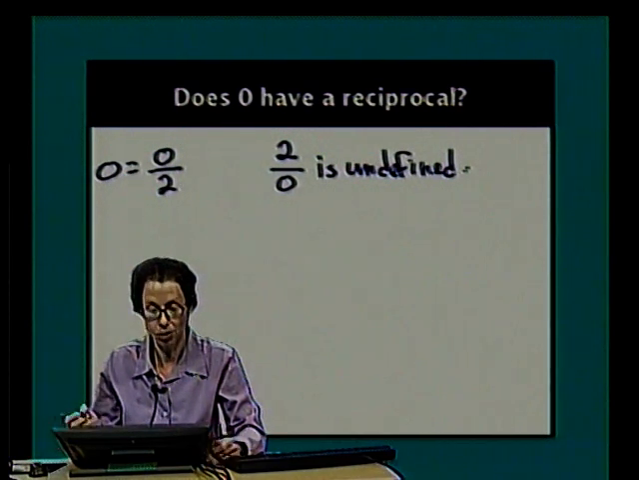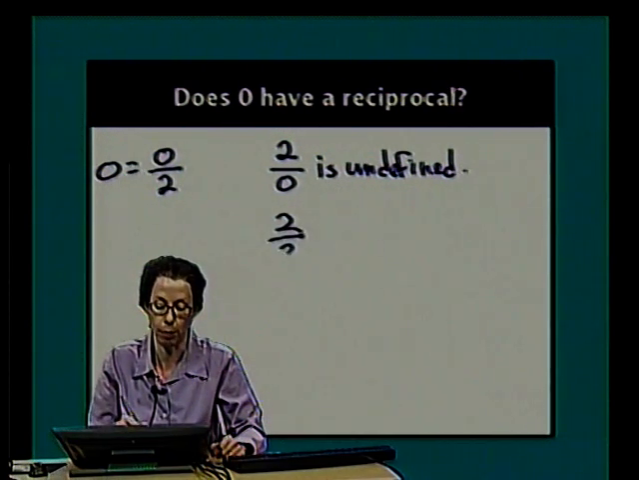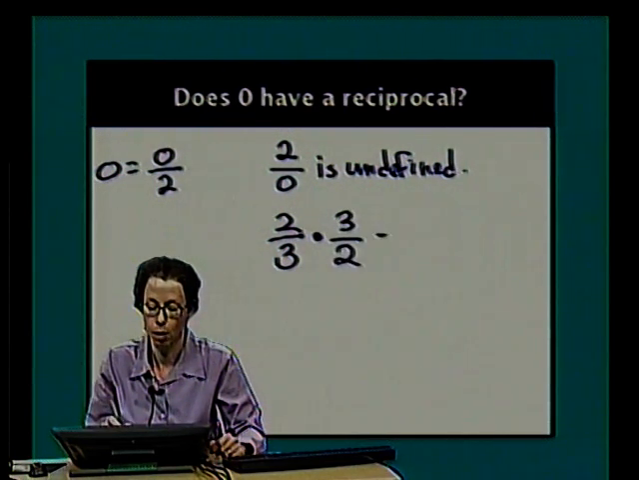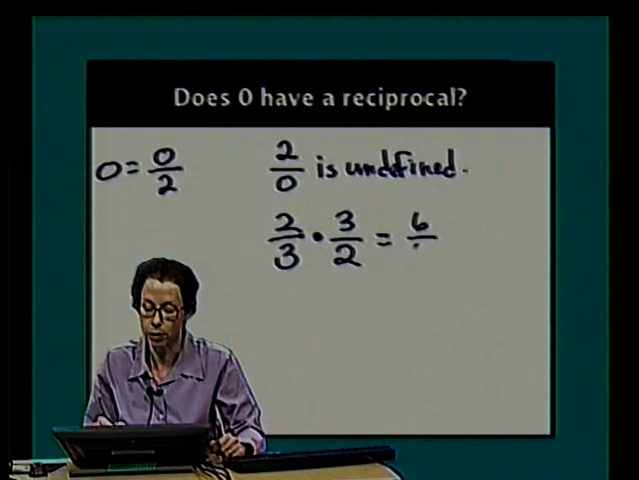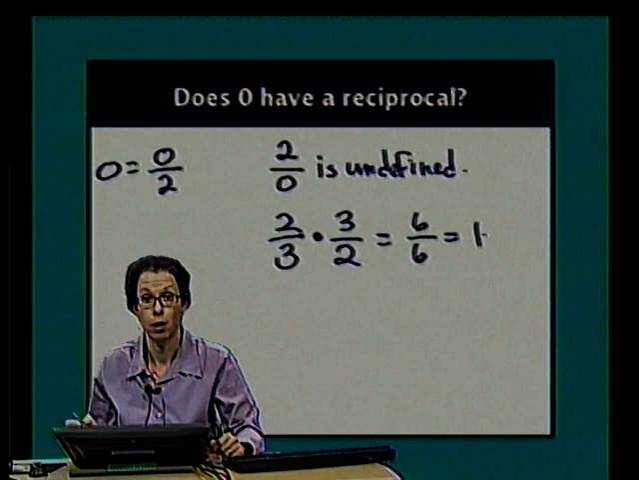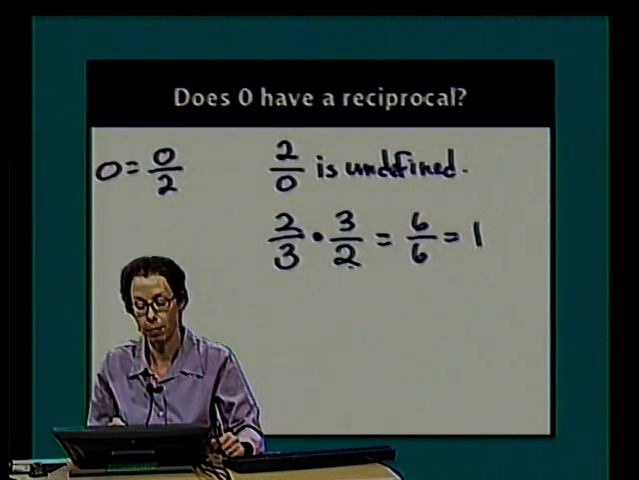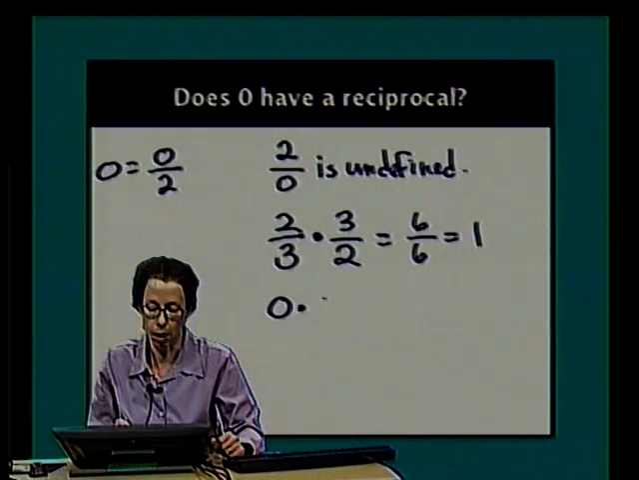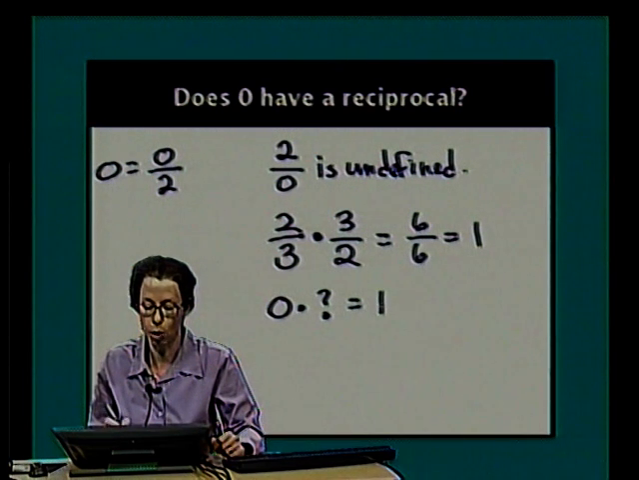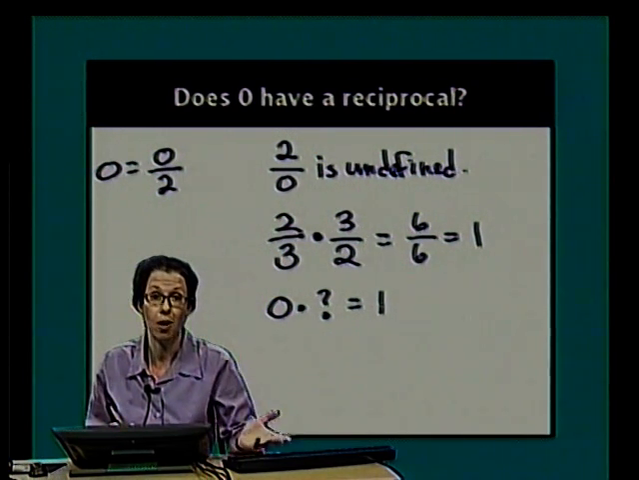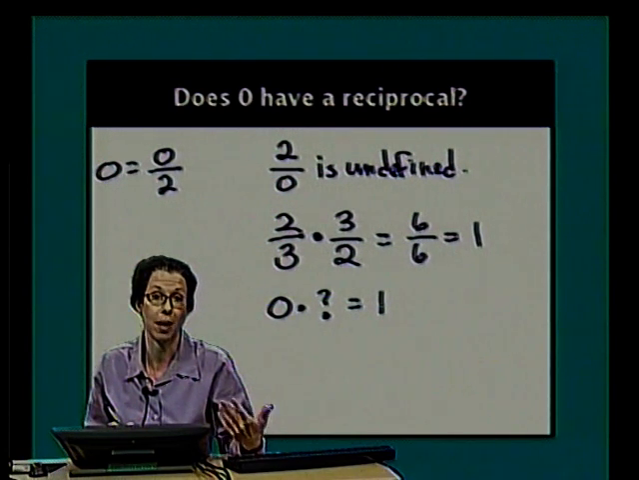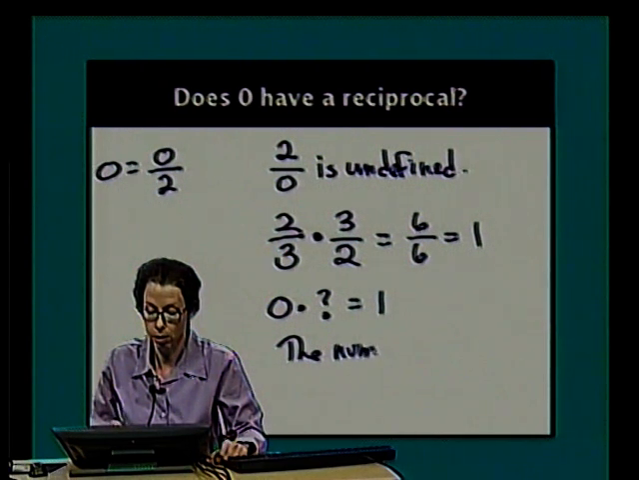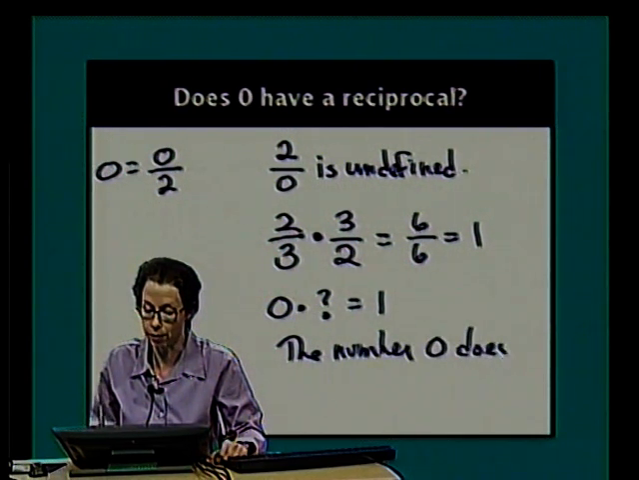Another way to look at this is just to take any number, like 2/3, for example, and multiply 2/3 by its reciprocal. What do we get? We get 6 over 6, which is 1. So whenever we take a number and multiply it by its reciprocal, the result is 1. So if I take 0, is there some mystery number I can multiply 0 by to get 1? Well, we know this is impossible. When we take 0 and multiply it by any number, we'll get 0. So the number 0 does not have a reciprocal.